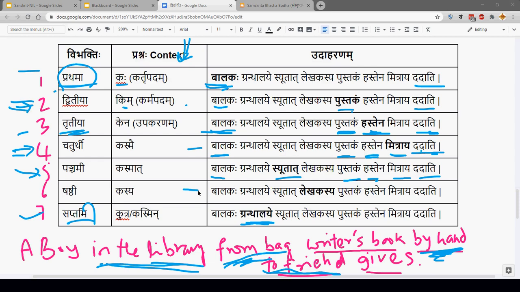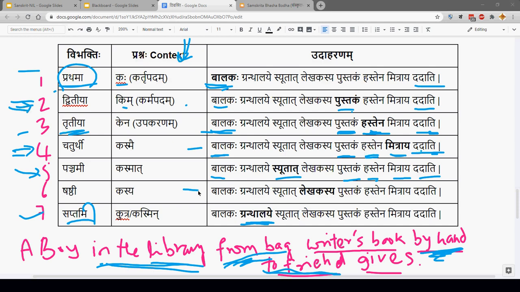Balakaha Granthalaye Syutat Lekhakasya Pustakam Hastena Mitraya Dadati.